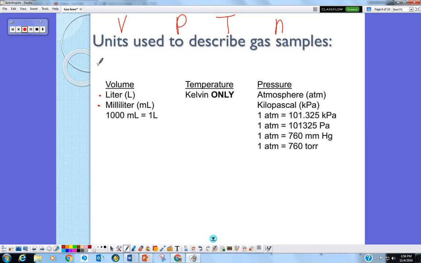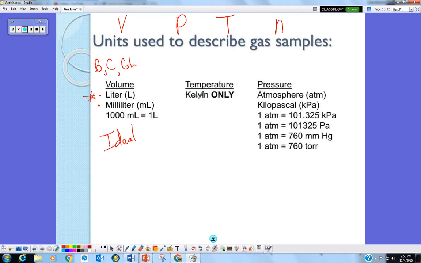For Boyle's, Charles's, and Lussac's, it's okay to have it either in liters or milliliters. It does not matter. For ideal gas law, we are only looking at liters. So make sure you always convert to liters in ideal gas law.